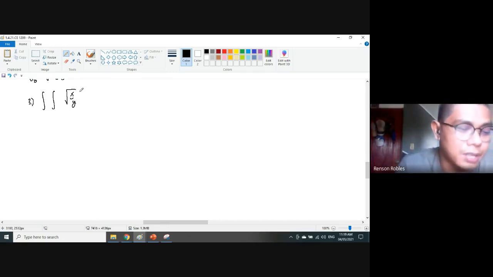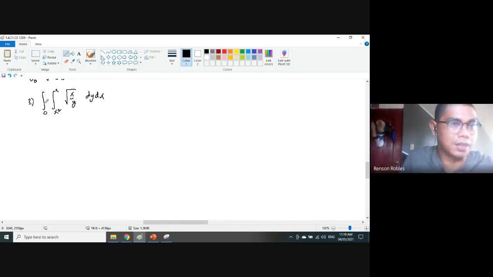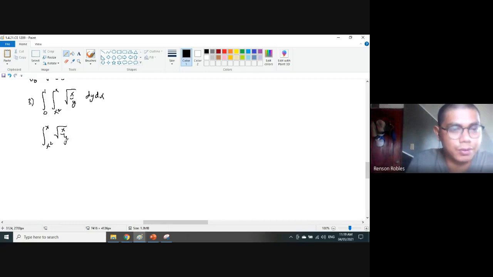Square root of x over y dy dx, with dy going from x squared to x, and dx from 0 to 1. Okay? So first start at the middle, at the inner part, sorry. That's the integral from x squared to x of square root of x over y dy.